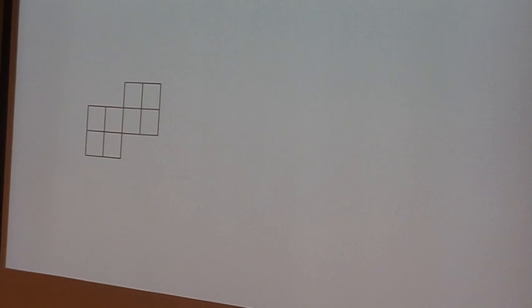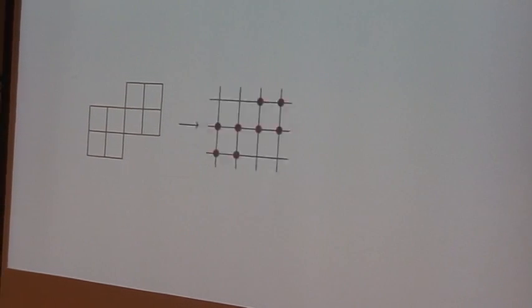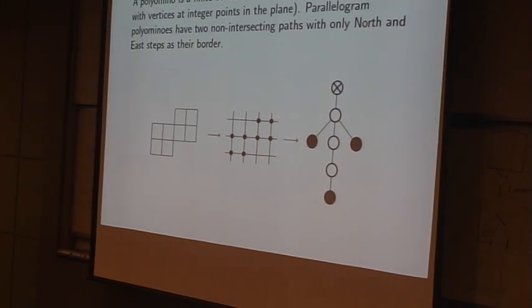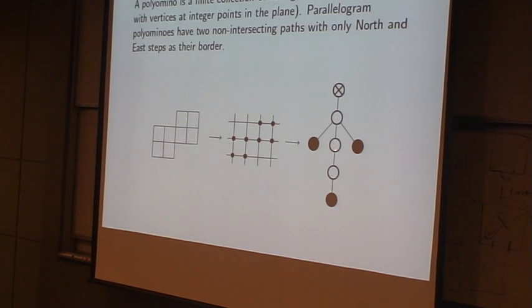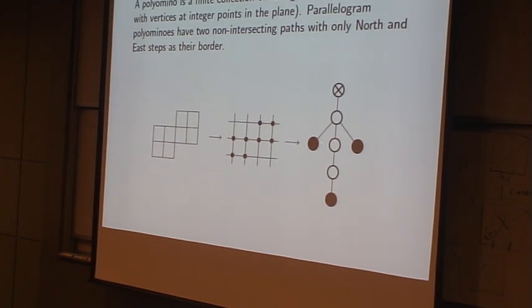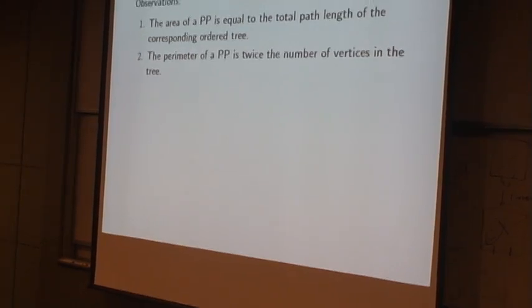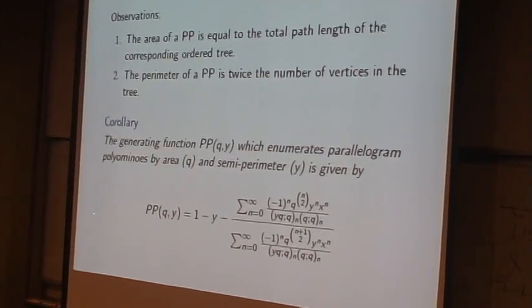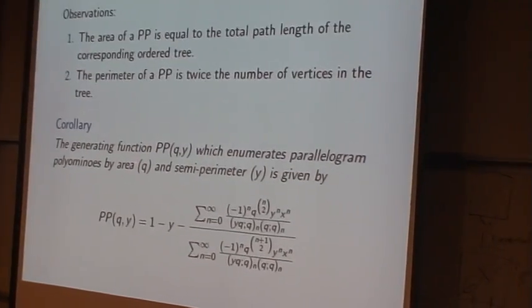What I'm trying to say here is you really don't need a whole lot of big loaded machinery in here. All you need is the skew diagrams, just translate into dots, translate these into an ordered tree. And now notice that if you compare this parallelogram polyomino to that ordered tree, the number of vertices is half the perimeter, and the total path length, if you count 2 here, 1, 2, 3, 4 in here, 2 there, if you add them up, it's the same as the number of cells in your parallelogram polyomino, and therefore you get a nice result for counting parallelogram polyominoes, for example, by area, and I call it semi-perimeter because it gives you only half and so on.